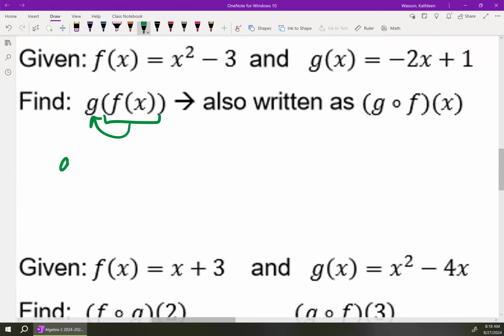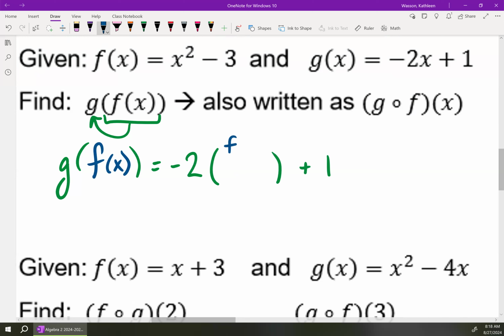So I set up g to substitute. G of x is negative 2x plus 1. G of anything else would be negative 2 times whatever we substitute plus 1. Again, I plan to put f of x in here.